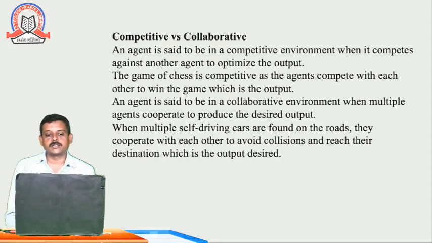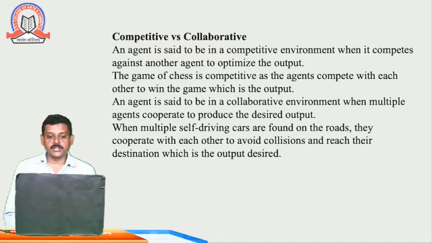Then next is competitive versus collaborative environment. An agent is said to be in a competitive environment when it competes against another agent to optimize the output. The game of chess is competitive as agents compete with each other to win the game, which is an output. So the output will be player 1 won or player 2 won, likewise.